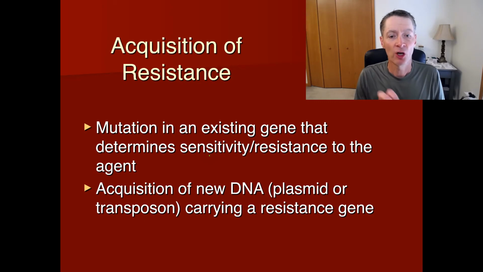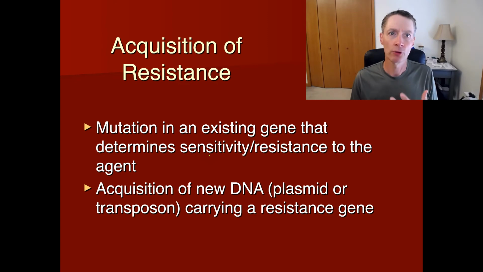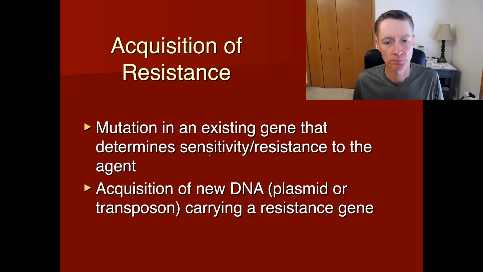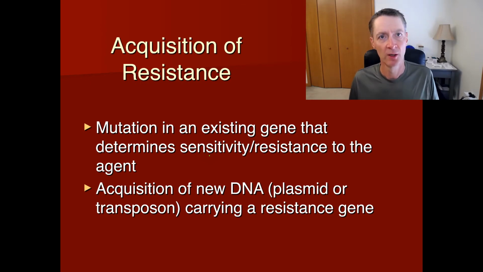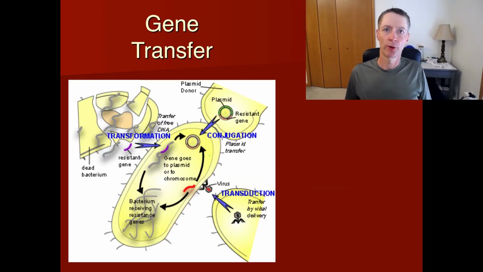However, the acquisition of new DNA on plasmids, on transposons, these horizontal transfers we talked about, that's far more likely to give the cell what it wants, what it needs, okay? So one of these resistance genes being passed is far more likely. And we know about some of those methods, right? We've got transformation, conjugation, transduction. All of these could pass an already existing gene for protection to a living cell.